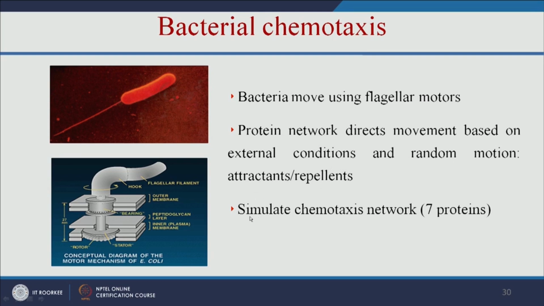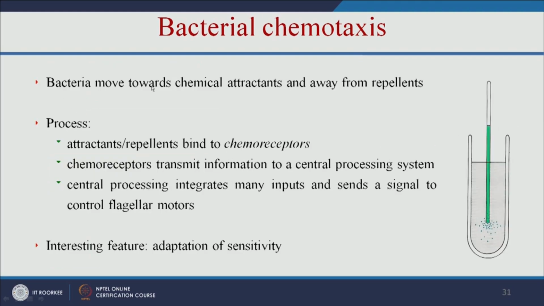Okay. And this will simulate the chemotaxis network. It will stimulate more than 7 proteins, and only then will this flagella be in action to move towards the food. So here the bacteria move towards chemical attractants. The process is: the attractants bind to the chemoreceptors, and the chemoreceptors transmit information to a central processing system, and the central processing system integrates many inputs and sends a signal to control the flagellar motors. So the bacterial motility looks very simple, but you can see how many reactions are going on to make the bacteria move from one location to another location.